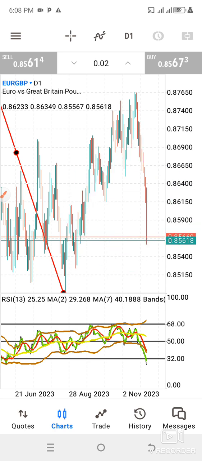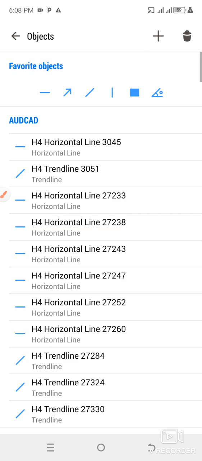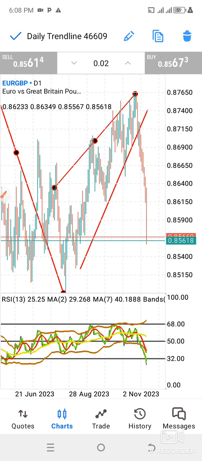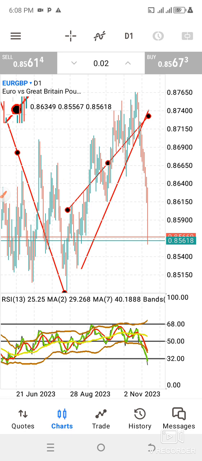Current trend. Let's do this now. This trend line should go here. The trend line, and the second trend line. Second trend line here. This is the second trend line.